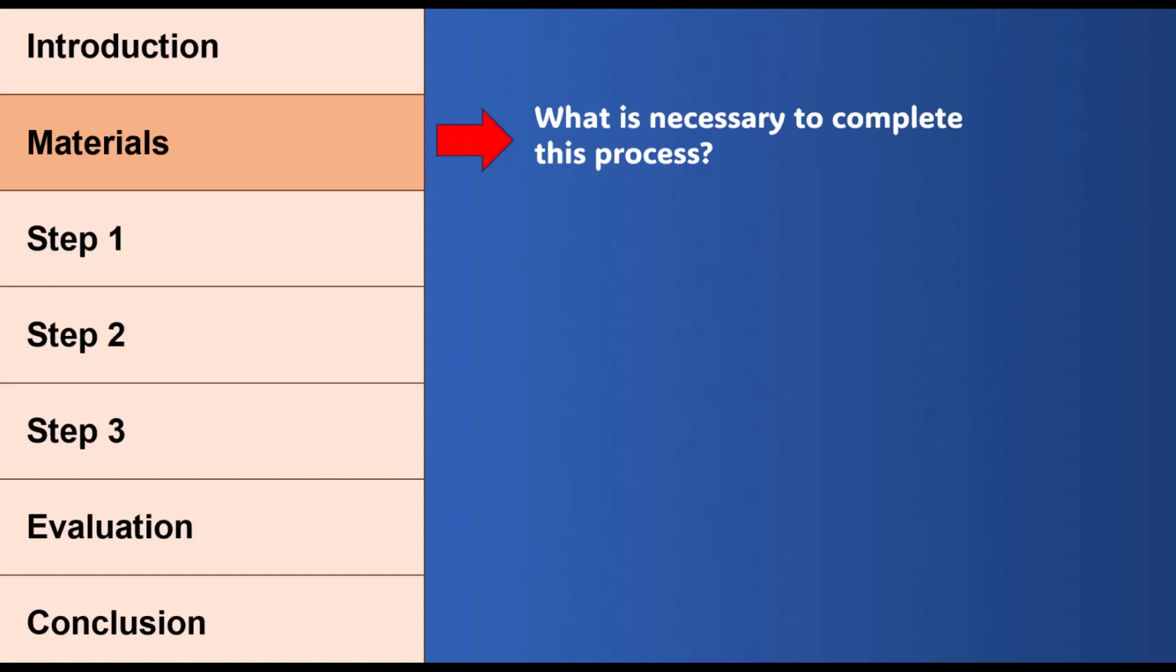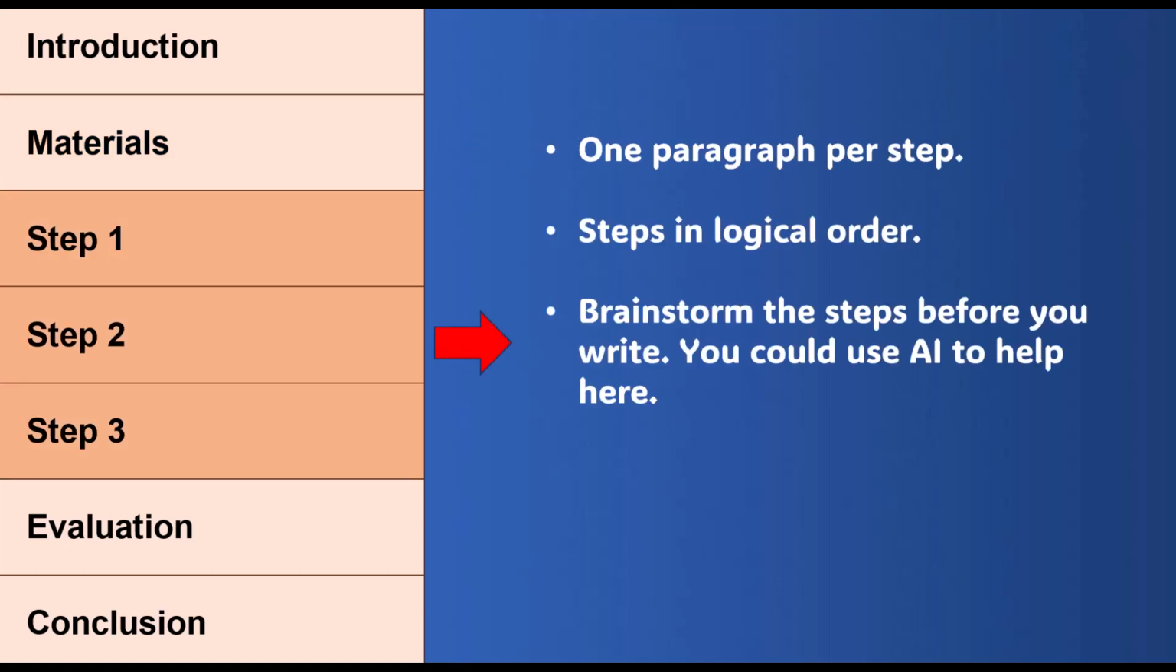Next up is the body of the essay, where you talk about the steps required in the process. Make sure that the steps are in logical order. That's generally chronological: what happens first, second, third, fourth, and fifth. An easy way to think about it is you write one full paragraph per step, and in each paragraph, you're going to go into detail about how the step is conducted.